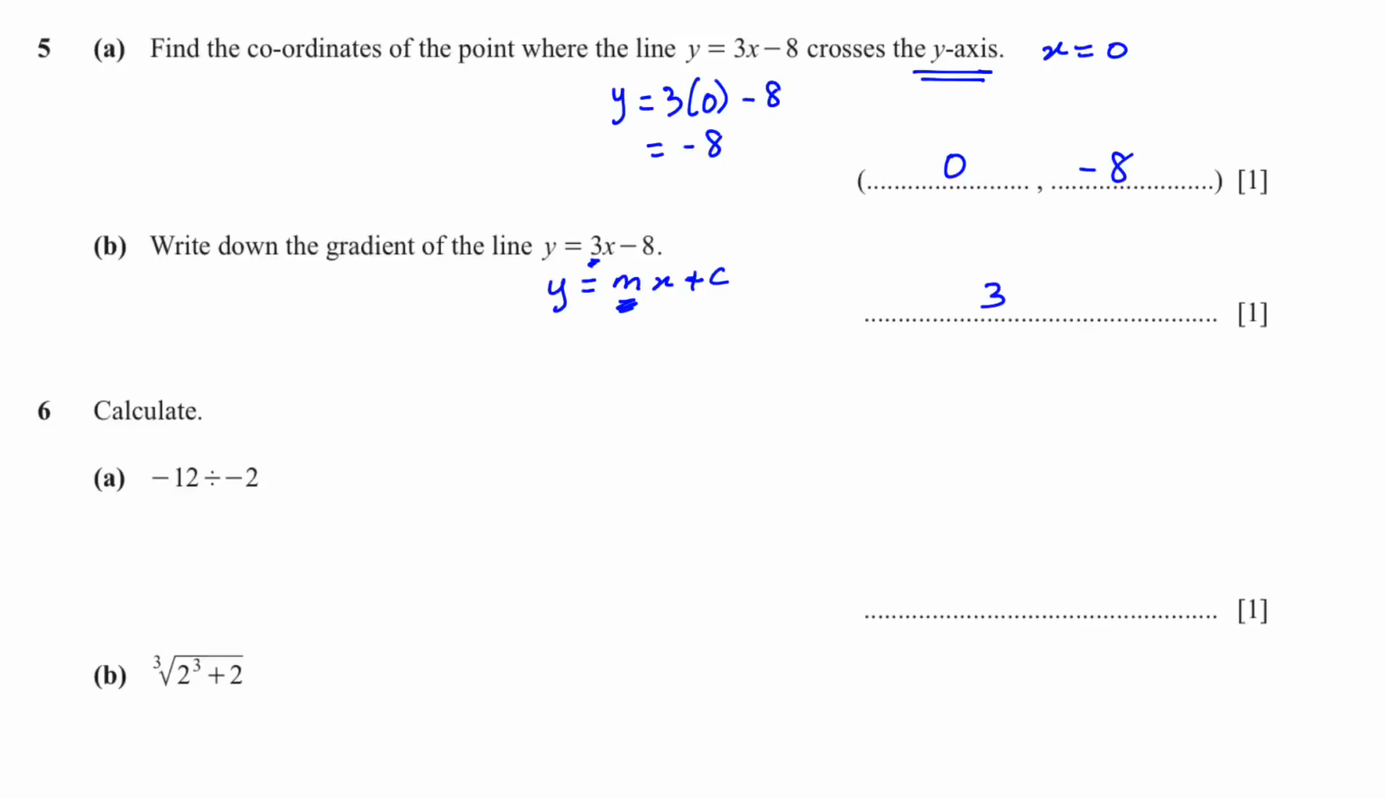Question number 6 is a very easy question. You just have to do negative 12 divided by negative 2 and the answer is 6. And for B, again, you just have to put it in the calculator and you will get 2.154. You can round it to 3 significant figures or 2 decimal places.